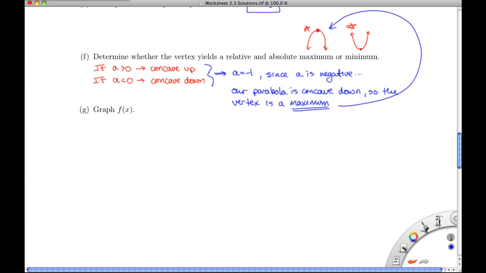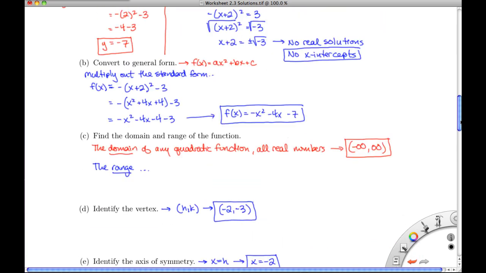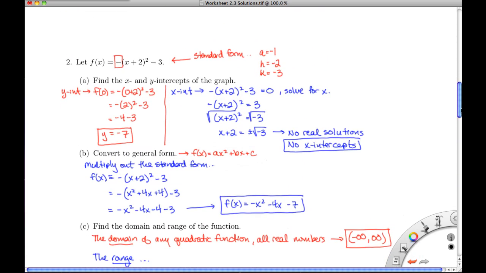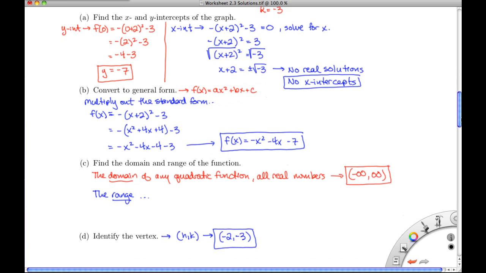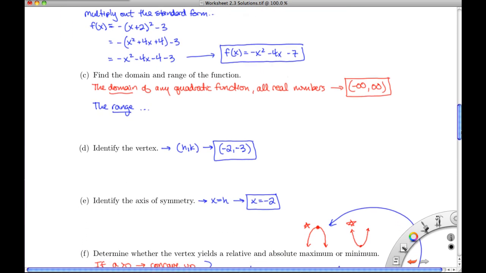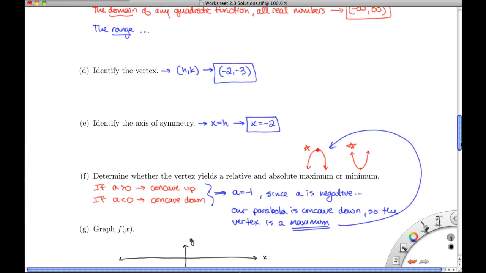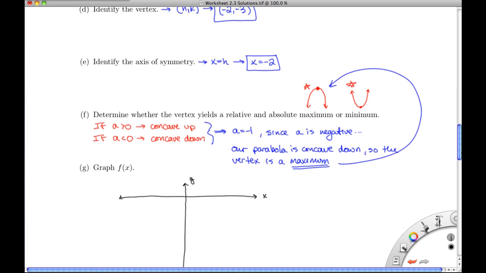So we're going to go ahead and graph f of x. We've got plenty of information now to get this accomplished. So I'm going to draw my axes here. So here's our x-axis and our y-axis. And let's review what we've got. We know that we've got a y-intercept at -7, no x-intercepts. We've got a vertex at (-2, -3), and it's going to be a concave down parabola.